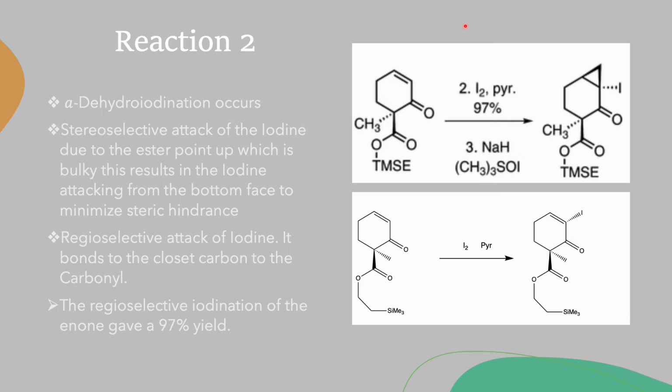This is my second chosen reaction from the synthesis, and it is a two-stage reaction, with the first being the iodination and then the second being the cyclopropanation. This is the reaction for the first stage, and on the following stage I will talk to you about the cyclopropanation.